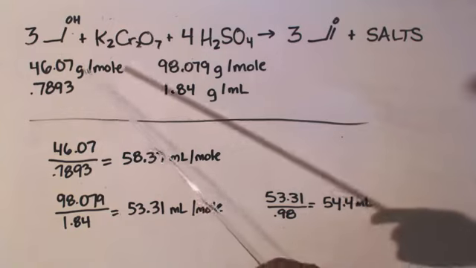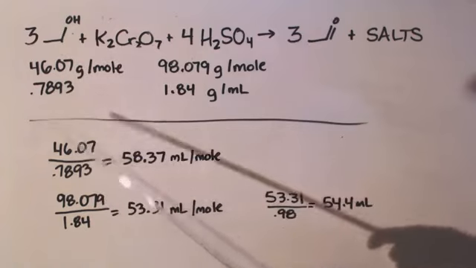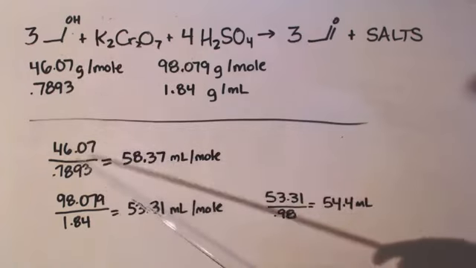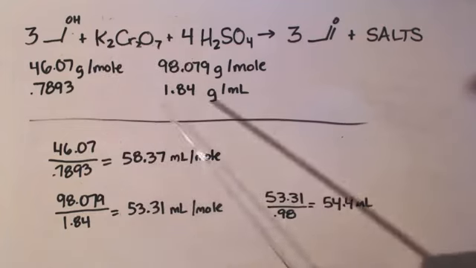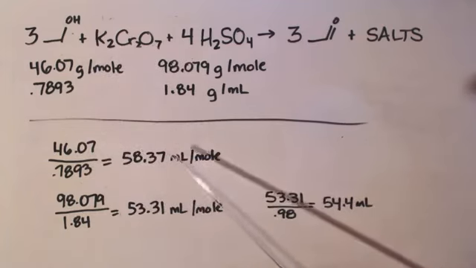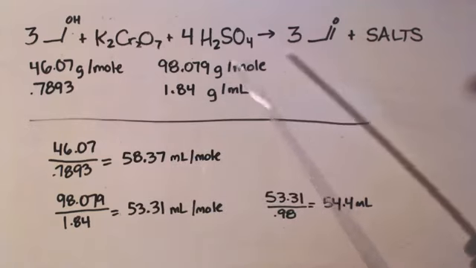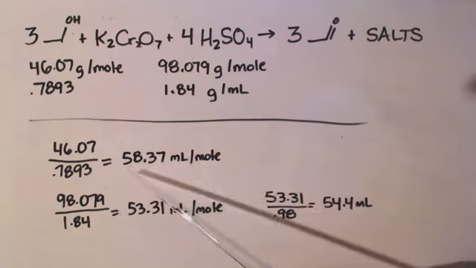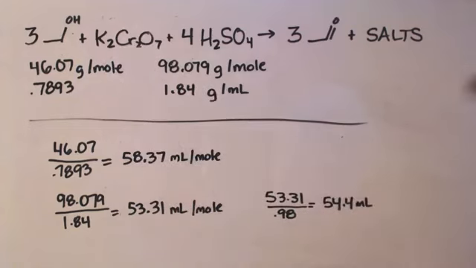So what I do is I take the molar mass divided by the density. You can see I just put it right down here. That tells me how many, because this is grams per mole, I'll cancel out the grams and put milliliters in there, right? Cancel the grams off. It'll be milliliter per mole. Now I know I need 58 milliliters per mole of ethanol.